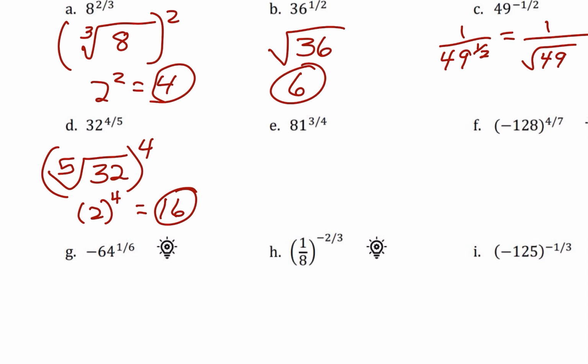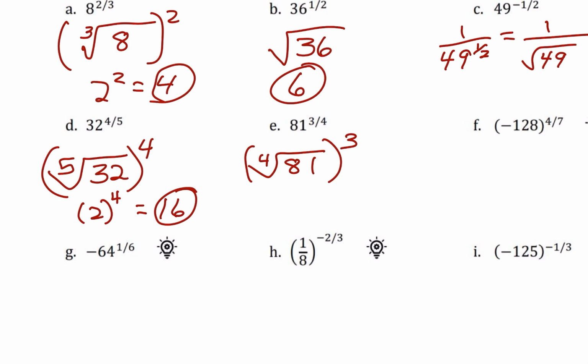Okay, 81 to the 3/4. So I'm going to start by taking the 4th root of 81, and then we're going to cube it. Okay, the 4th root of 81. So you know the numbers are going to be pretty nice. You can start, like we know it's not 2 because 2 to the 4th is 16. We just did that. But what about 3?